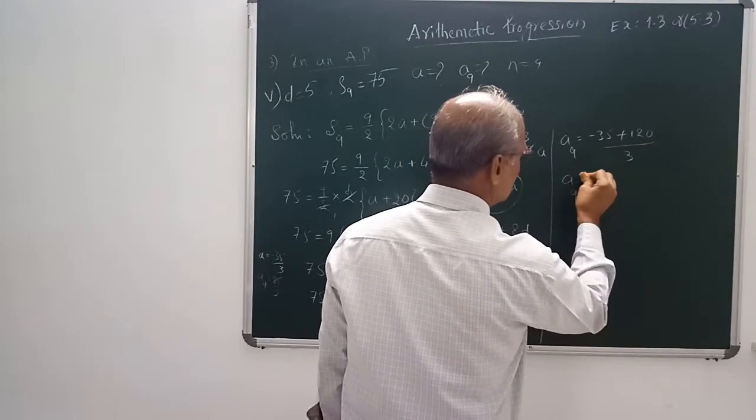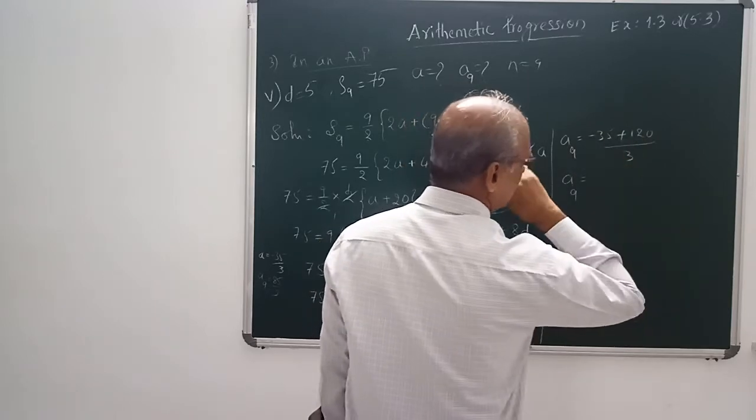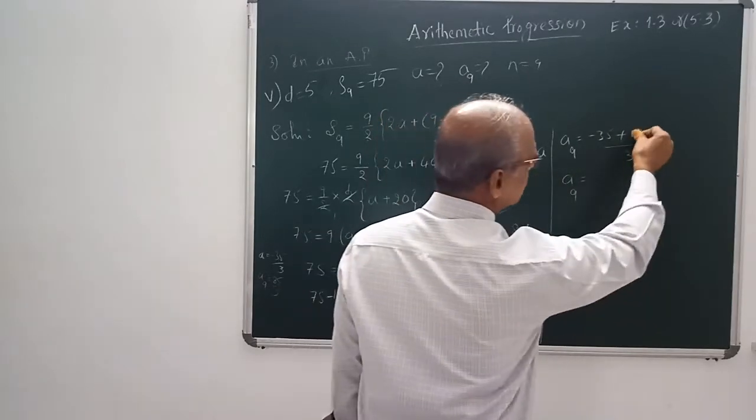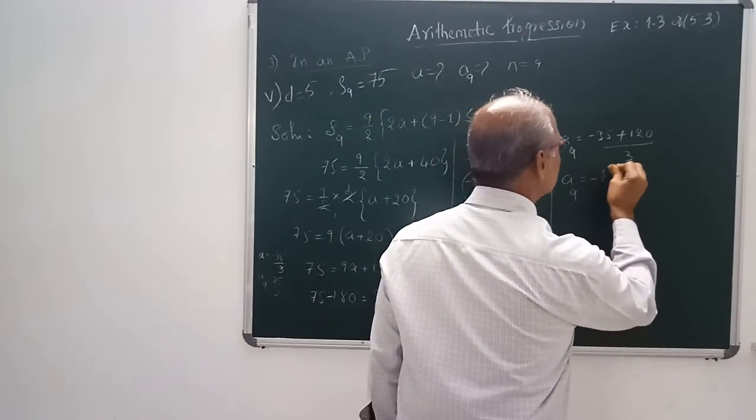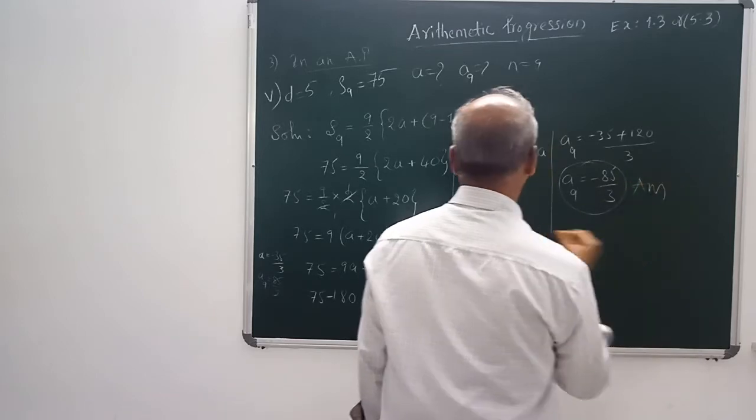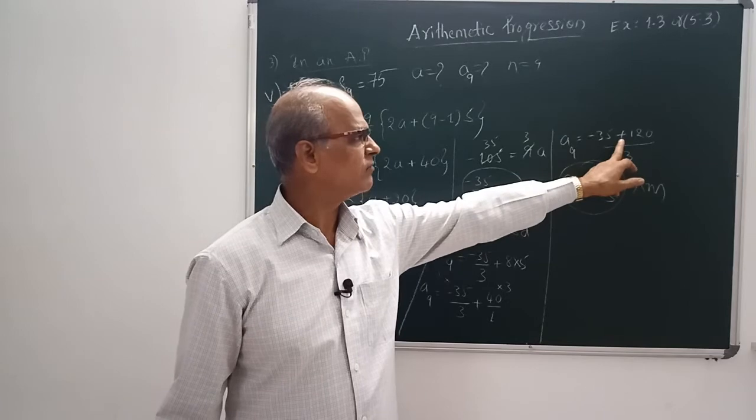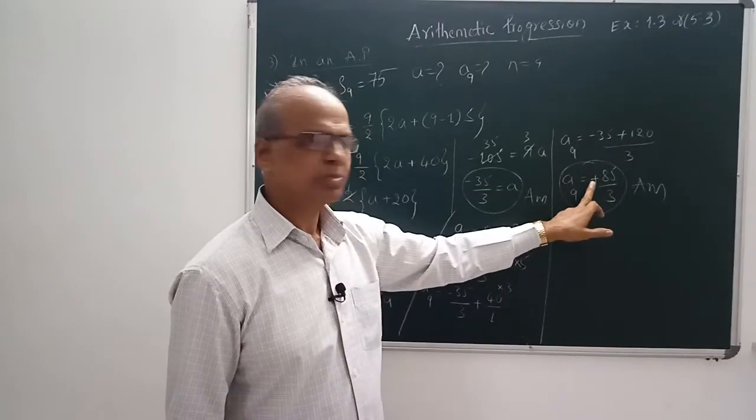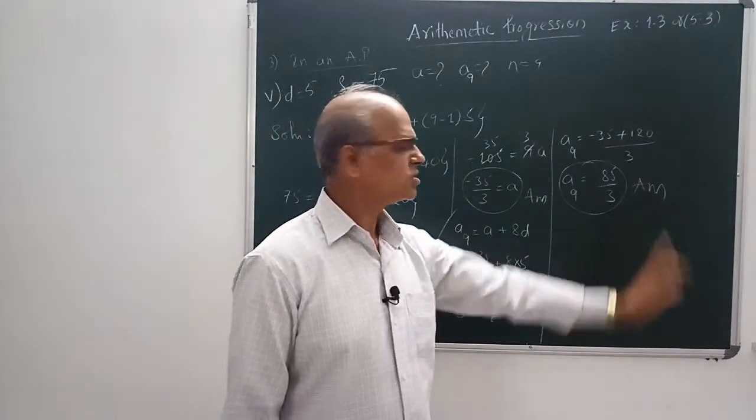So A9 is equal to, 120 minus 35 is 85. That means 85 by 3. This is your answer. Because the greater number is having the plus sign, so here it is plus 85. Need not write it. 85 by 3. So this is your answer.